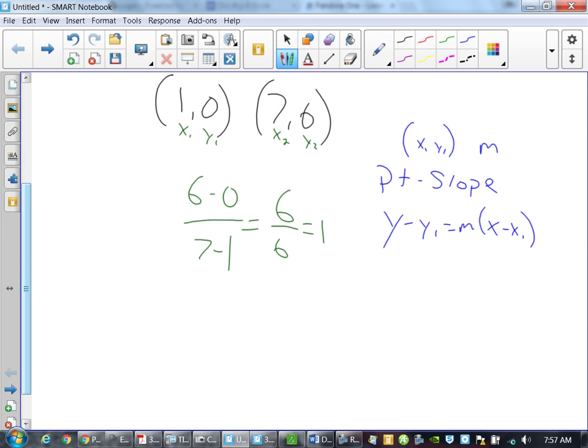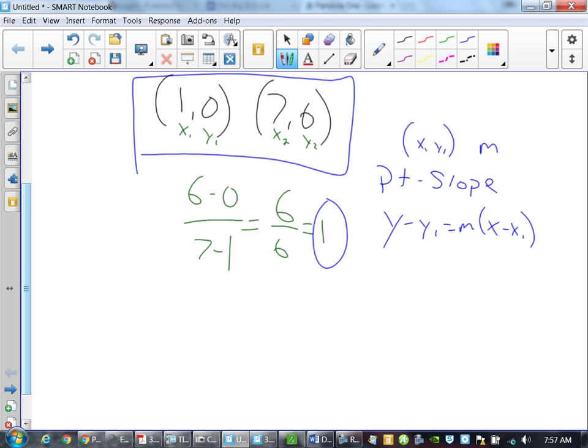Again, going back here, you have a slope and a set of points. Does it matter which one you use? No. It does not matter whatsoever. Which one's going to be easier to use? The 1 and the 0. Because it's easy to subtract 0.